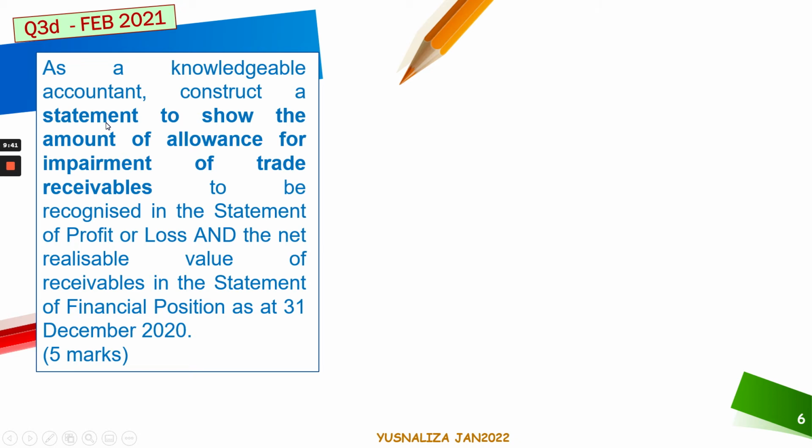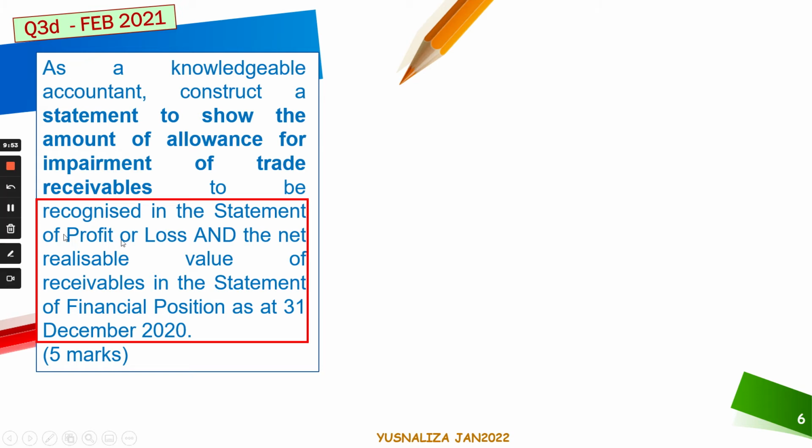Next is the last question, which is, as a knowledgeable accountant, you are asked, assuming you are the accountant, to construct a statement to show the amounts of allowance for impairment of trade receivable to be recognized in the statement of profit or loss, meaning what is the amount of impairment loss, either an increase or decrease, to be shown in the statement of profit or loss, as well as what is the net realizable value of the receivable to be shown in the non-current assets section in the statement of financial position as at 31st of December 2020.